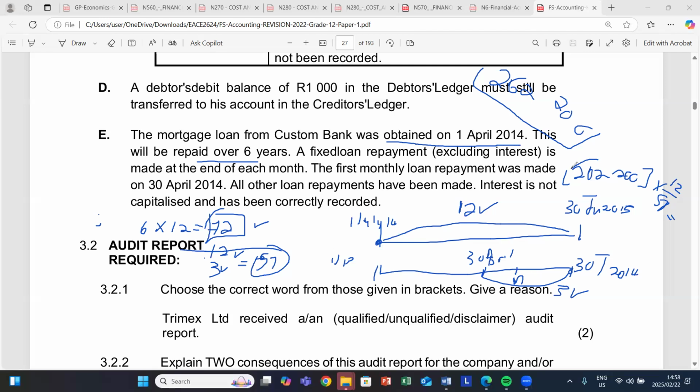In which you get how much? You'll get 55,200. So 55,200 is your short-term loan, the loan that you are going to repay within the next 12 months. 55,200.